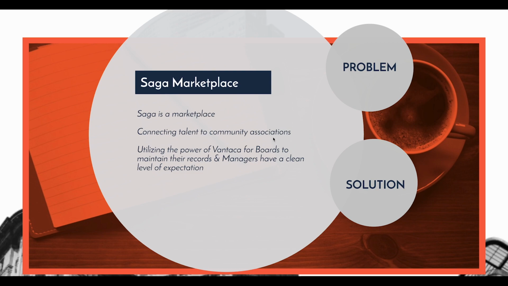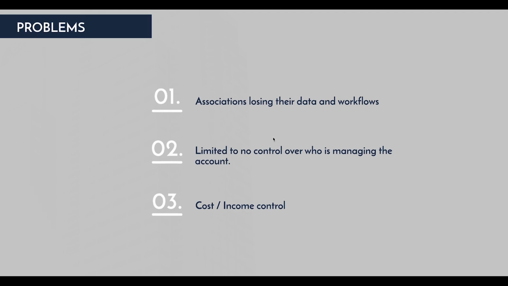What is Saga? Saga is a marketplace connecting talent to community associations, utilizing the power of Vantica for boards to maintain their records and managers to have a clean level of expectation. So what has been the problem? Well, historically, the problem has been associations losing their data and workflows, limited to no control over who is managing the account, and cost and income control. So number one, associations losing their data and workflows.